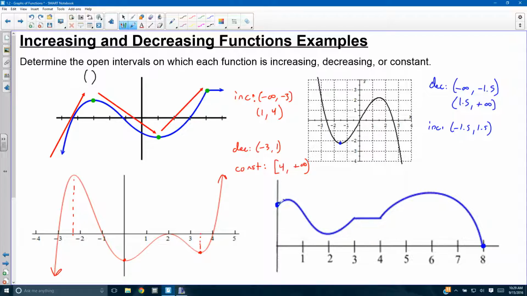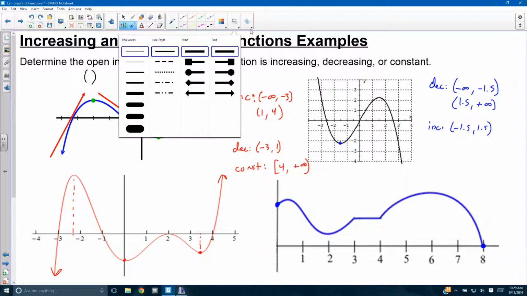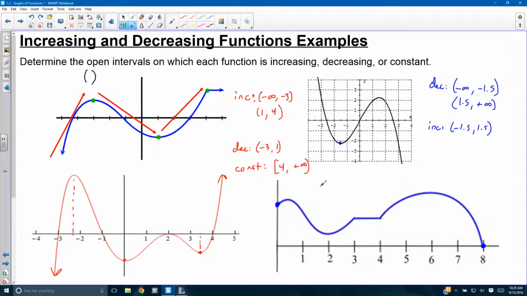Final one, let's say it starts at 0. Okay? Here, it's increasing from 0. And again, I'm not sure if 0 would be a square bracket here. I gotta think about that one. To 1/2, to 0.5. Okay? That's part of the increasing. Then decreasing from half to, let's say, 2. Increasing from 2 to 3.